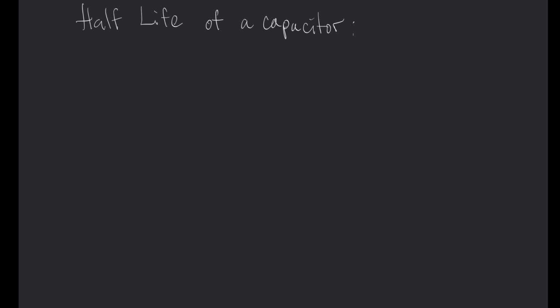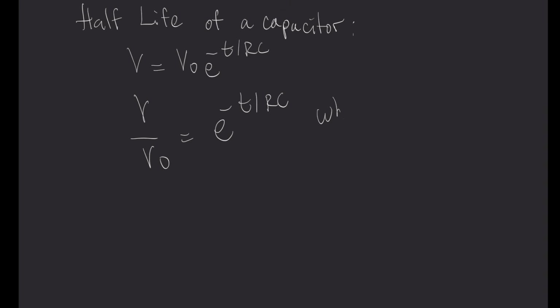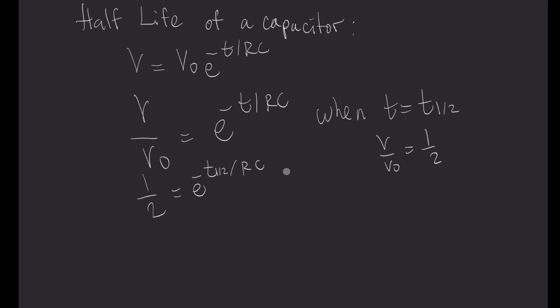So imagine that we have the exponential decay, so V is equal to V0 e to the minus t over RC, and a capacitor is discharging. Well, V over V0 will be e to the minus t over RC. So when we have that half-life, when t is equal to t half, V over V0 is equal to a half. So a half will be e to the minus t half over RC. The half here is just a subscript, not an actual half.